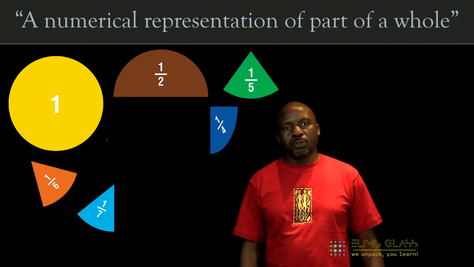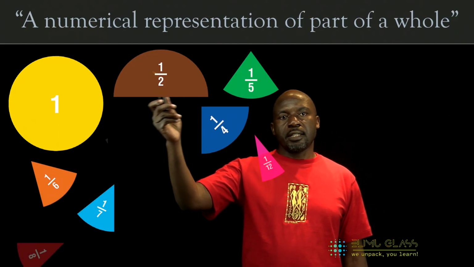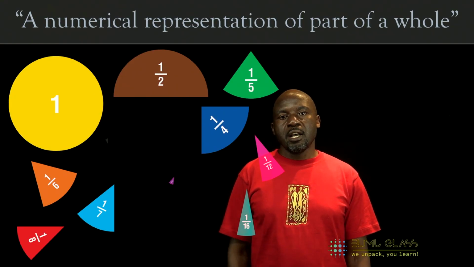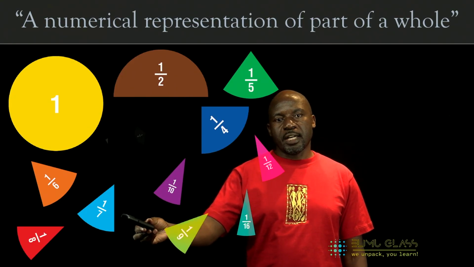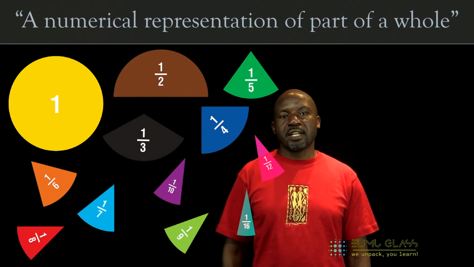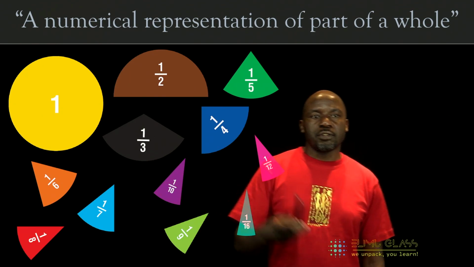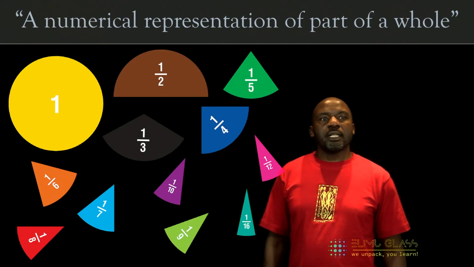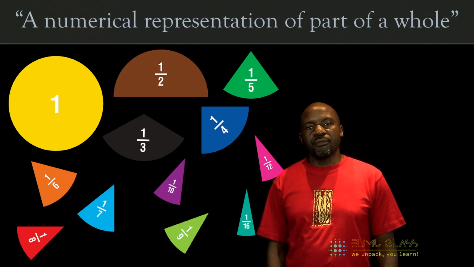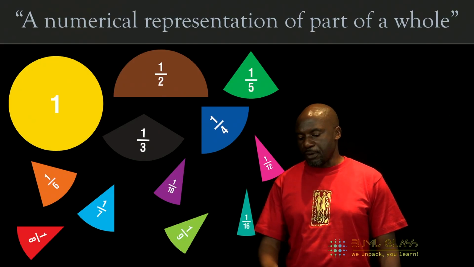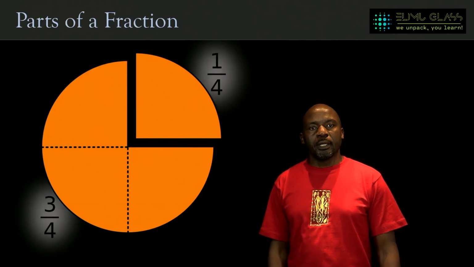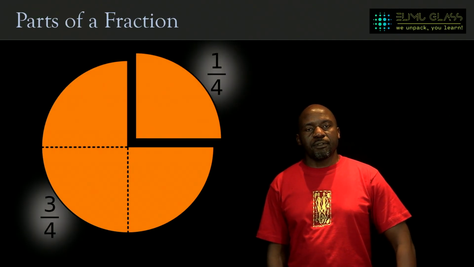So the circle could splinter into 2 parts so that each part is a half, or into 7 parts so that each part is 1 out of 7, or into 3 parts so that each part is a third, and so on, right? So the splitting up of a whole gives us a fraction, a part of a whole, okay? Good. Now let's see parts of a fraction.